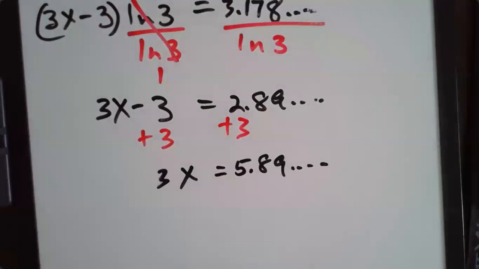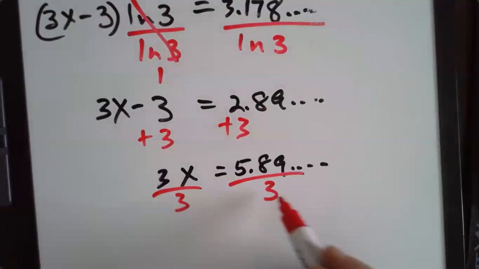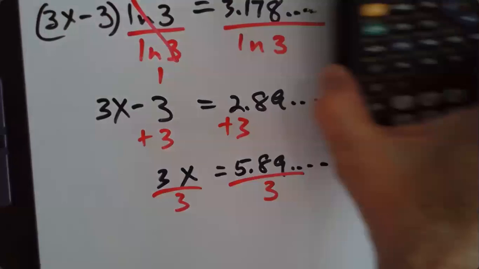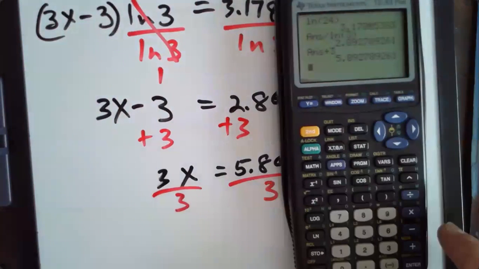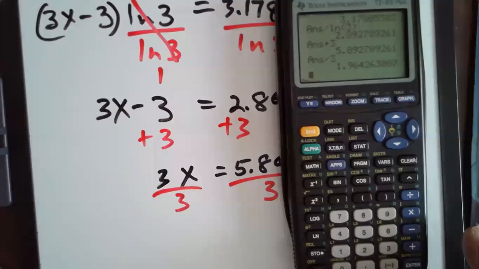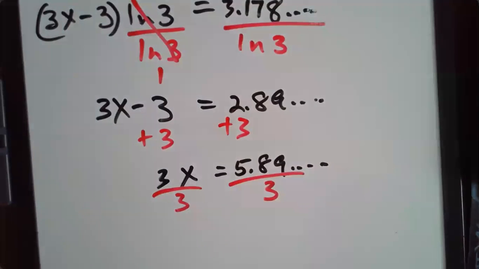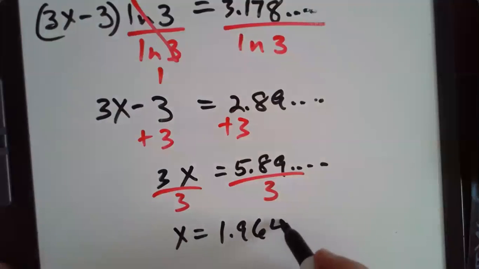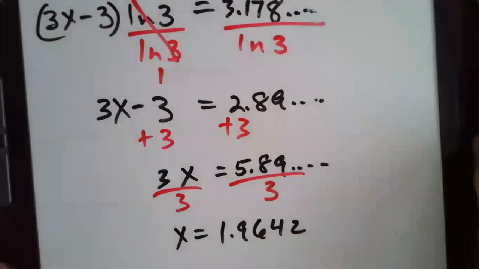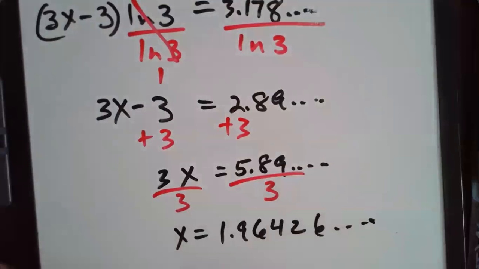So now we divide by 3. Divide by 3, and we put that in our calculator. Divide by 3, and we hit enter. And we get 1.96426 and so on. x equal to 1.96426, and it keeps going. So we want to round that to 3 decimal places. So we look at the next digit, which is a 2, so that's less than 5. So we just keep it as 1.964, and that's our answer.